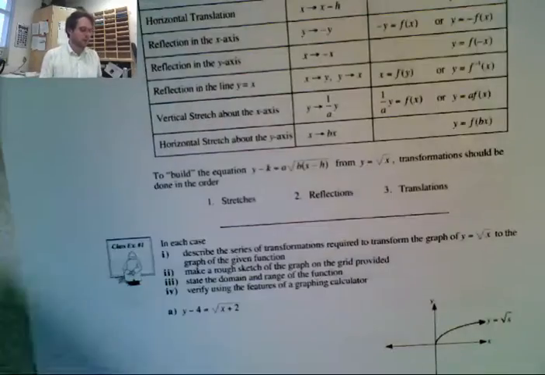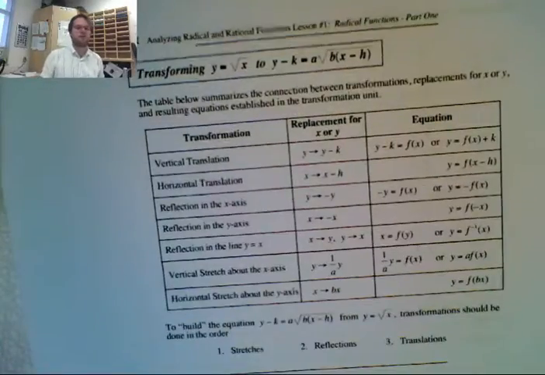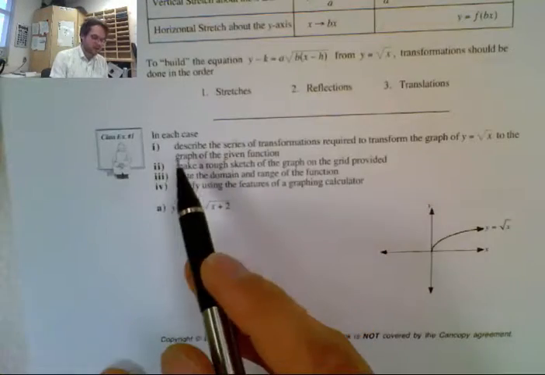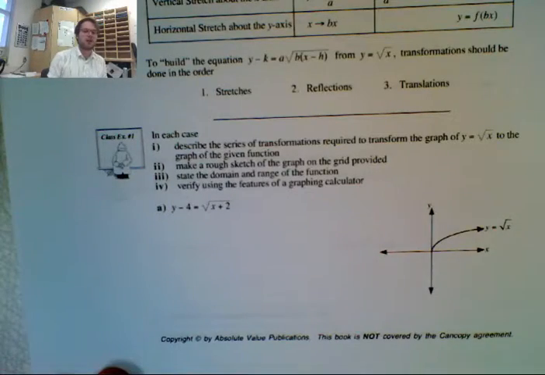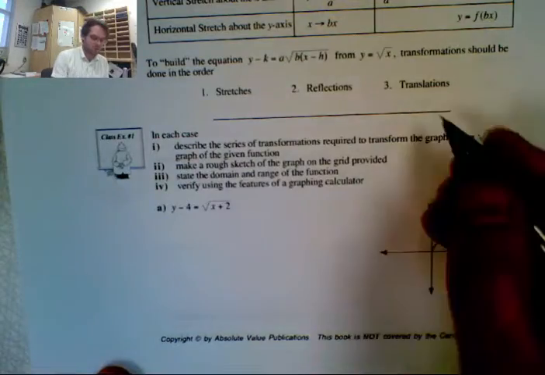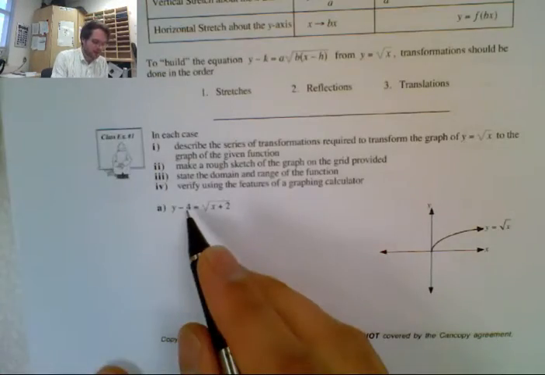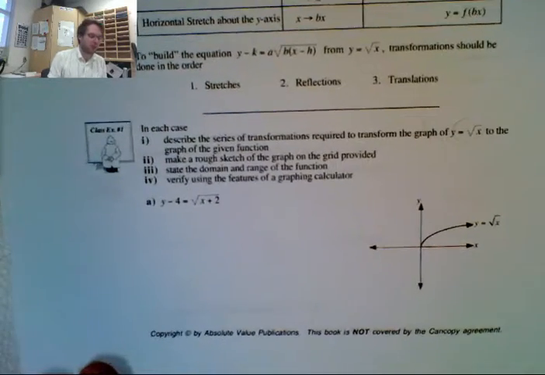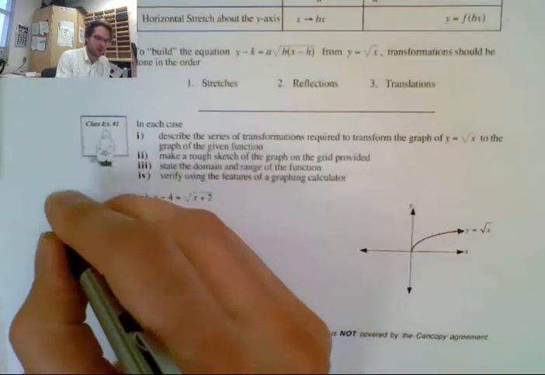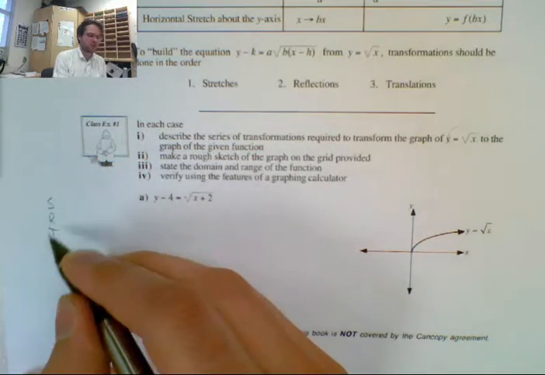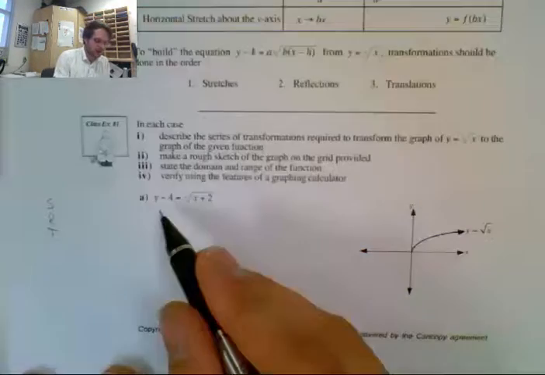Okay, so now let's take a look at my first example. In each case we're going to describe the transformations that are happening to the graph y is equal to the square root of x. Part 1. What's happening here? If we remember, we have to follow my order, which is stinky rotten tomatoes. So S, R, T, which is stretches, reflections, then translations. So I look at this here.